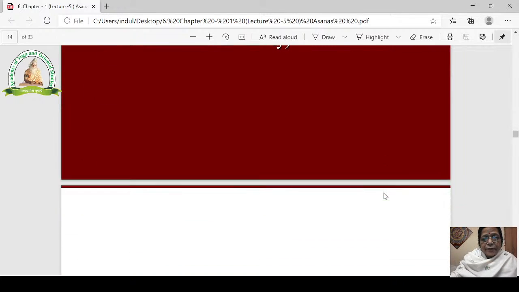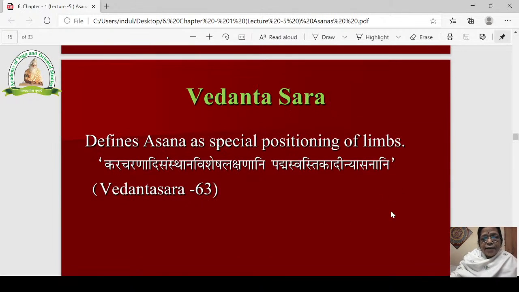That is asana. Now the Vedanta Sara defines asana as special positioning of limbs. It says Kara Charanadi Samsthana Vishesha Lakshanani Padma Swastikadini Asanani. Asanas are like Padmasana, Swastikasana etc.